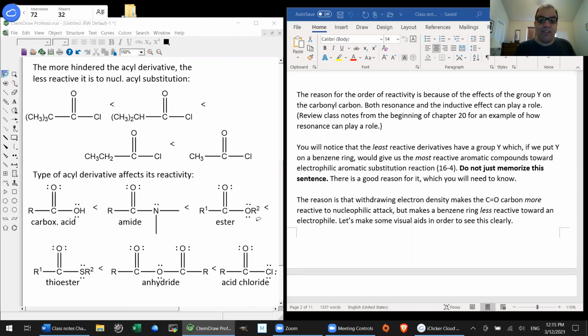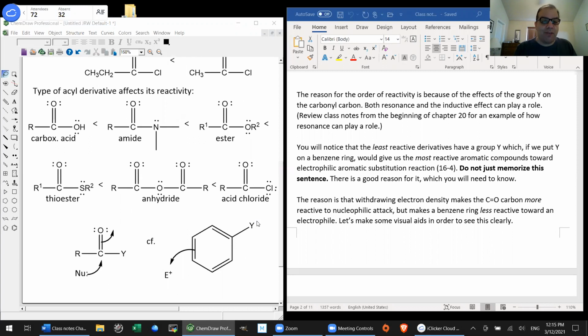Understanding the reason is going to be very helpful. It's not complicated. I think you can handle it. We're talking again about the nature of this group Y and its effect on a nucleophilic acyl substitution, which will look something like this once we start getting into the mechanisms. Give or take whether we're in an acidic solution and have to protonate the oxygen first, give or take the nature of the nucleophile, whether it's neutral or anionic. Leaving all those details aside, something like this is going to happen in a nucleophilic acyl substitution.